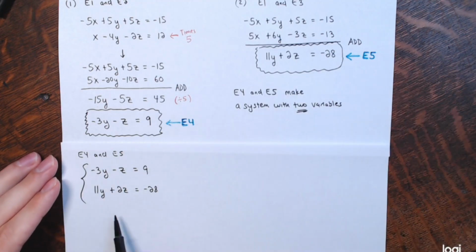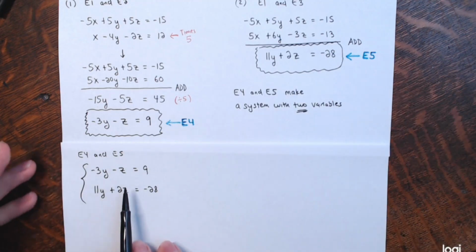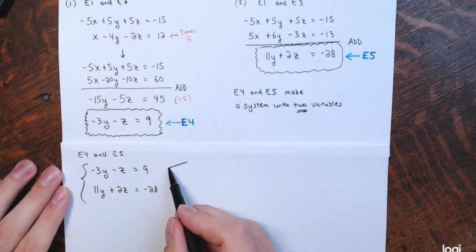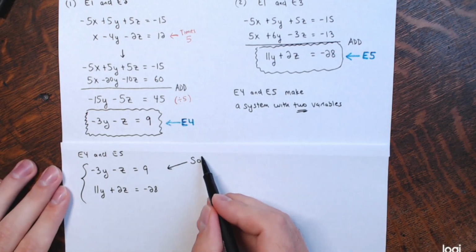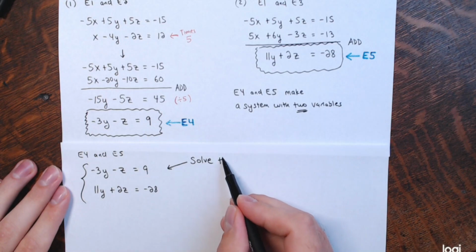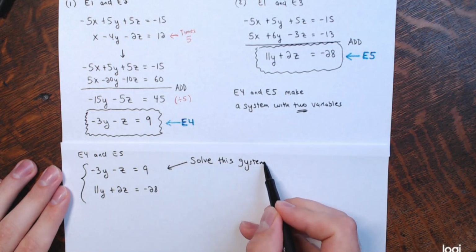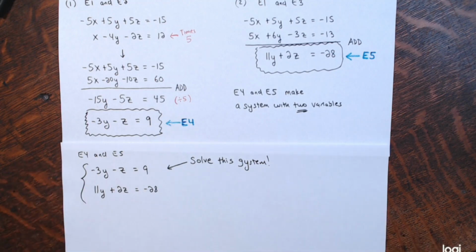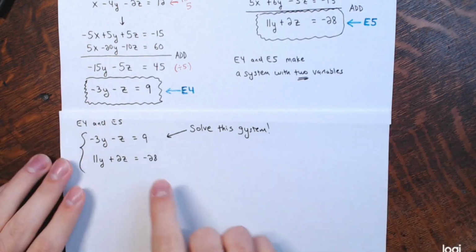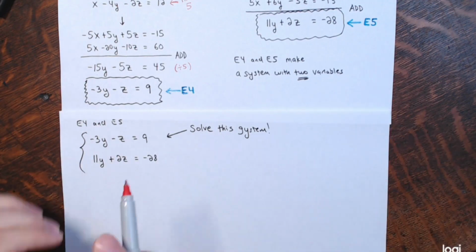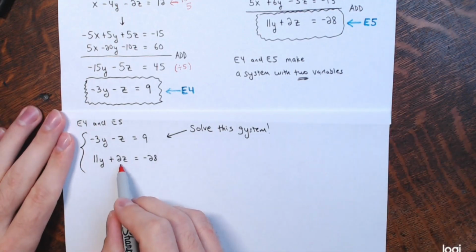So now there's no x's, and then you kind of start over. I've said this out loud, but we're going to solve this system of two variables. Solve for y and z. Well, I think the easiest of the two variables to eliminate would be the z's. I've got positive 2z in equation 5 here.